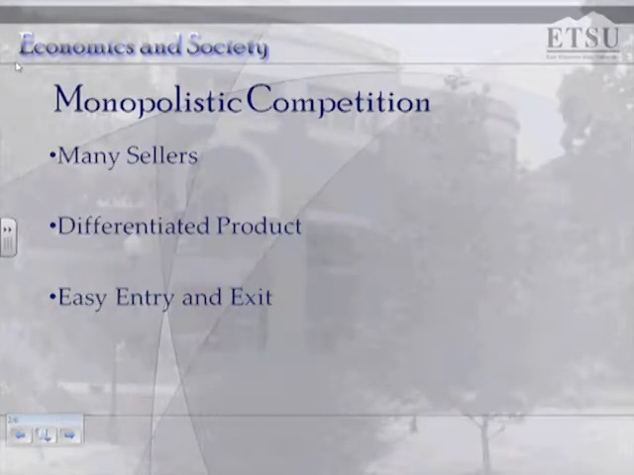So monopolistic competition is kind of closer to pure competition than it is to monopoly. We have many sellers, a large number, so that each is small relative to the market. They might vary in size and the number of product lines that they offer. They offer differentiated products, so there's not a single market price here. Each firm has a little bit of monopoly power. They differentiate their product.